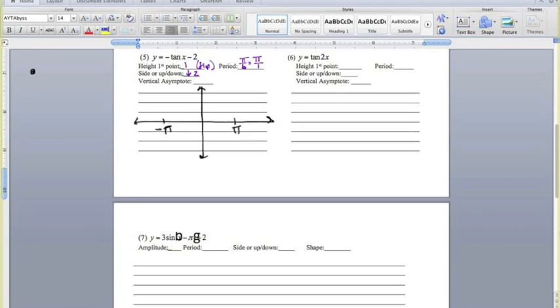Asymptotes. Our rule for asymptotes is that they are at half of the period, so that would be pi halves for this problem.